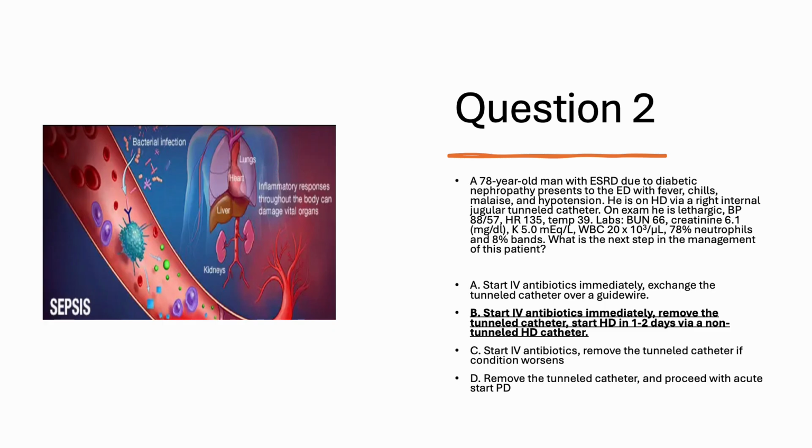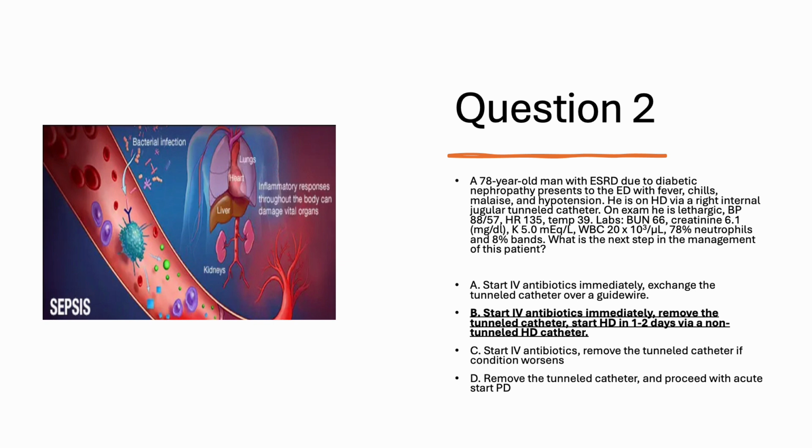The answer is B. Start intravenous antibiotics immediately, remove the tunneled catheter, and start hemodialysis after a day or two via a non-tunneled catheter. Now, this patient is septic, obviously. You have fever, you have hypotension, you have tachycardia, leukocytosis, left shift bandemia. So you don't need more than that. Moreover, he's lethargic. So this patient is septic. So you give antibiotics immediately in the emergency room before anything else.